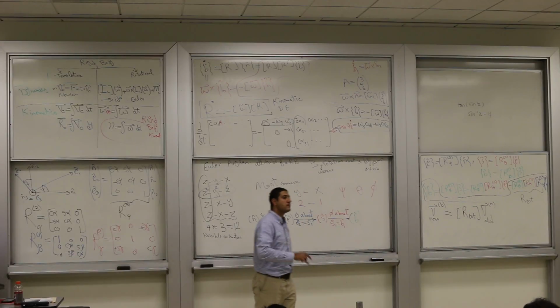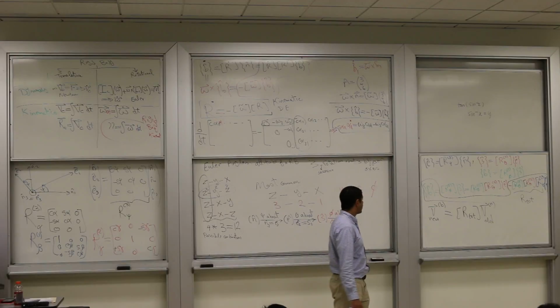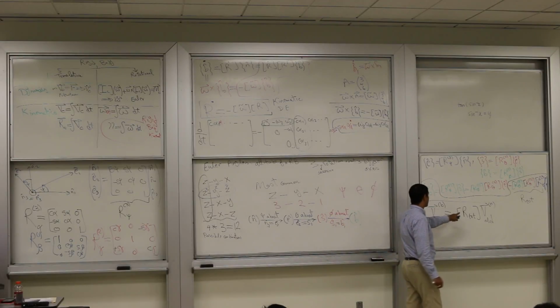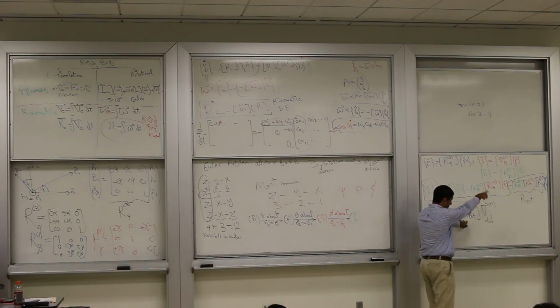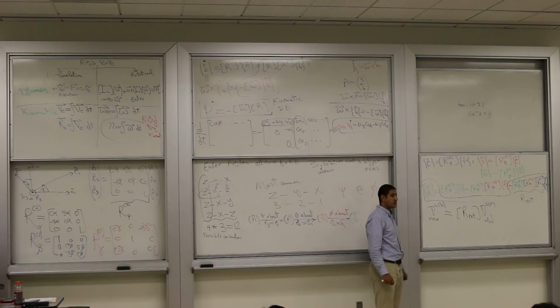Yes, Ken? Any vector in the body frame equals the rotation matrix, this rotation matrix in particular, times the same vector in the inertial frame. It applies to velocity, it applies to anything, like position.